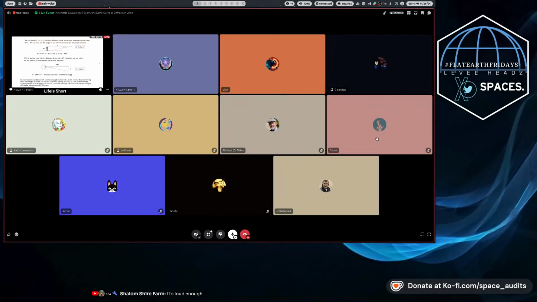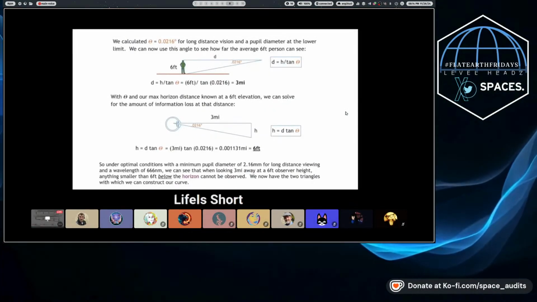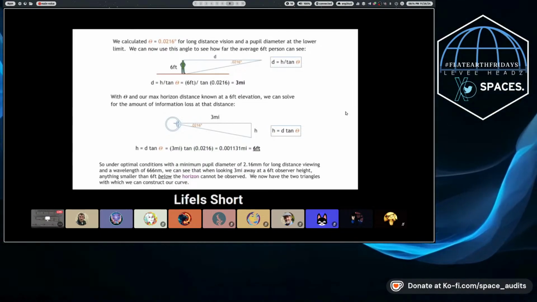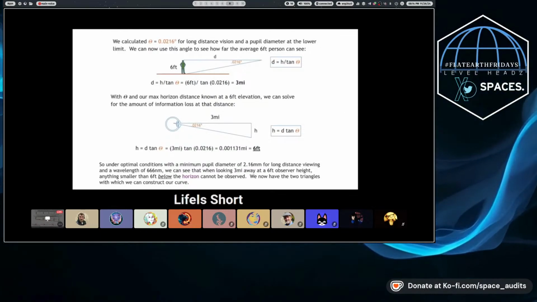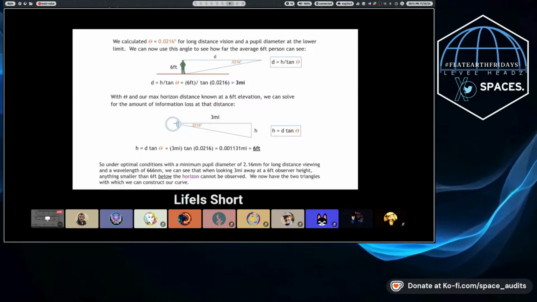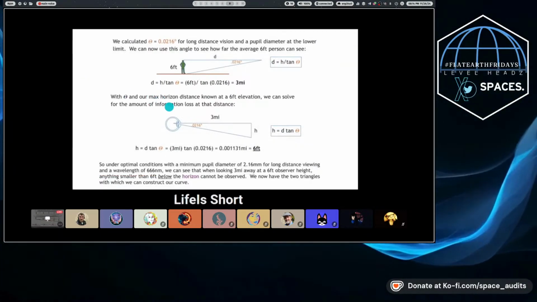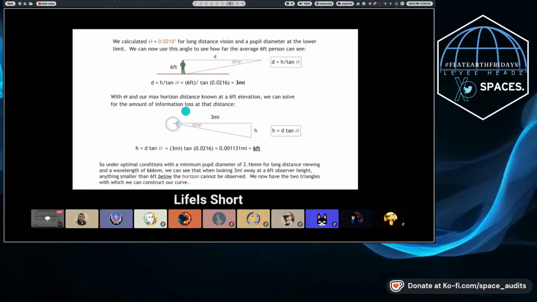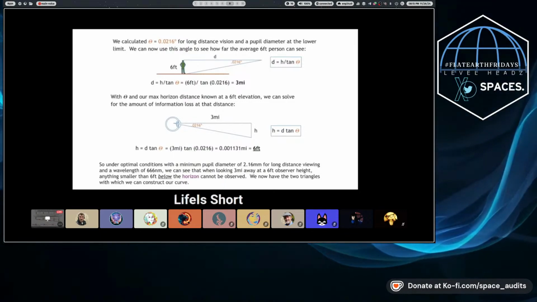With theta and our max horizon distance known at a 6-foot elevation, we can solve for the amount of information loss at that distance. So again, we flip the triangle back around, and this person at this height would lose 6 feet. So under optimal conditions with a minimum pupil diameter of 2.16 millimeters for long distance viewing and a wavelength of 666 nanometers, we can see that when looking 3 miles away at a 6-foot observer height, anything smaller than 6 feet below the horizon cannot be observed.